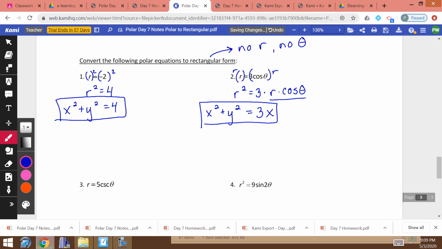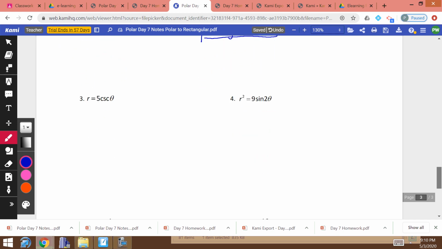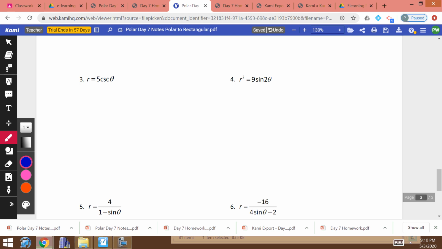So a lot of these are not actually functions, because a lot of them are more circular in shape. Sorry about that. So just something to think about. You're not really going to get functions on here. Sometimes I will say you will. Take a look at number 3.